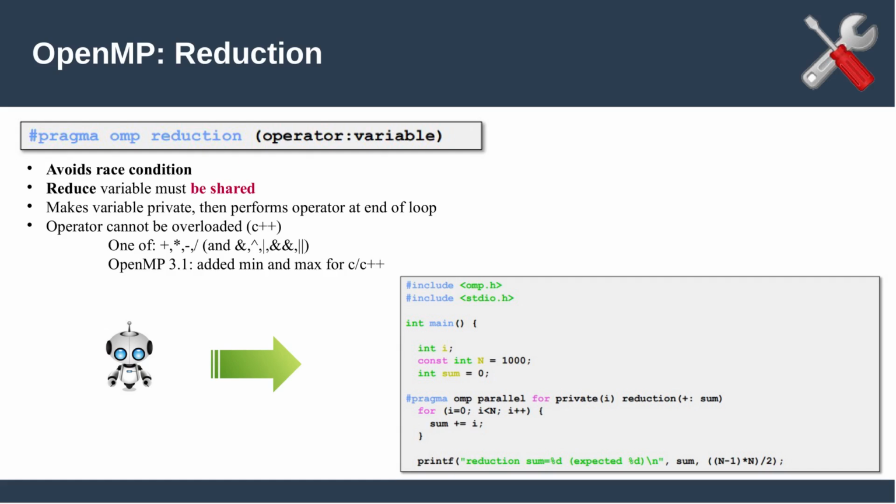OpenMP's reduction clause prevents race conditions by making the reduction variable private to each thread. It performs the specified operation at the loop's end. Supported operators include plus, star, minus, slash, ampersand, caret, vertical bar, double ampersand, double vertical bar, with min and max added in OpenMP 3.1 for C++. Operators cannot be overloaded in C++.